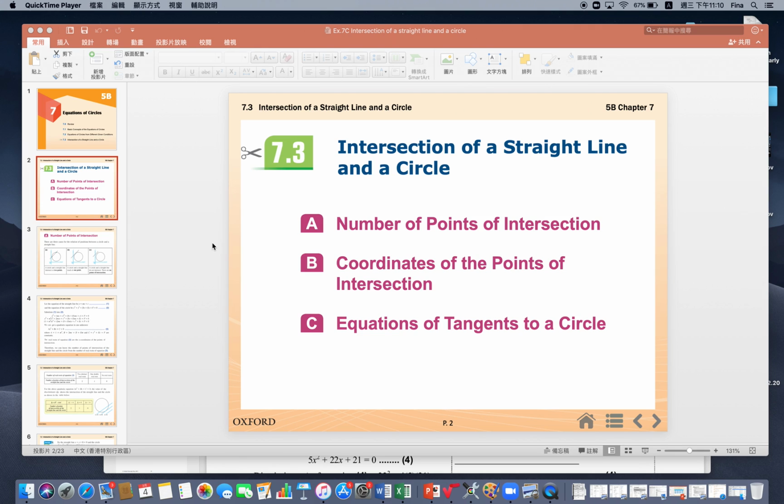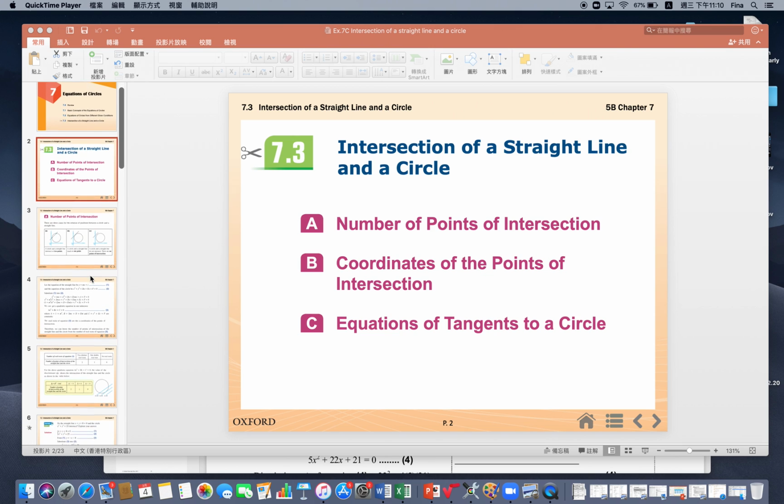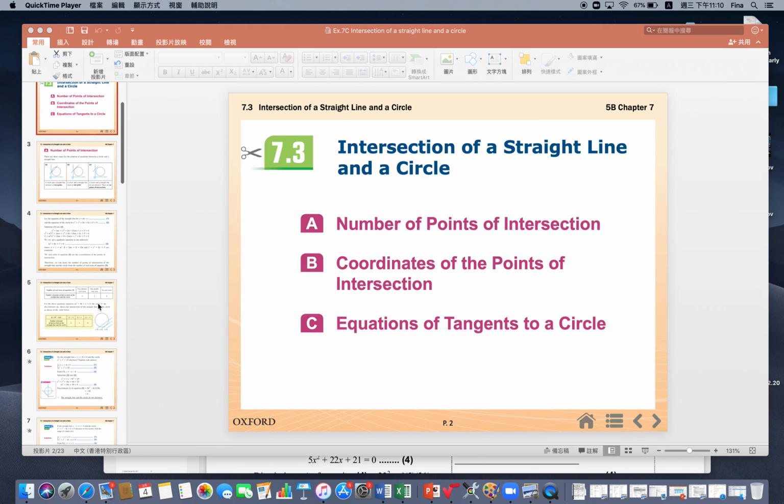For the last part of the equation of circle, we are going to discuss the intersection of a straight line and a circle. For this, I don't want to go through the PowerPoint. I would like to discuss more in your lesson worksheet, but I just want to point out the key point in the PowerPoint here.